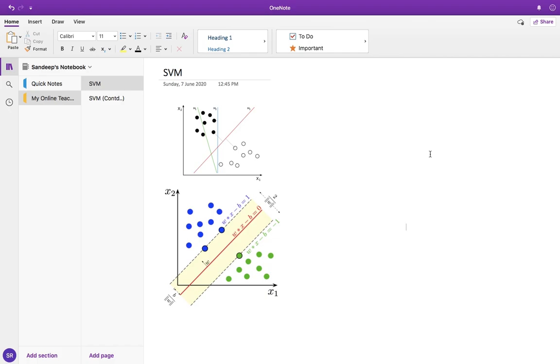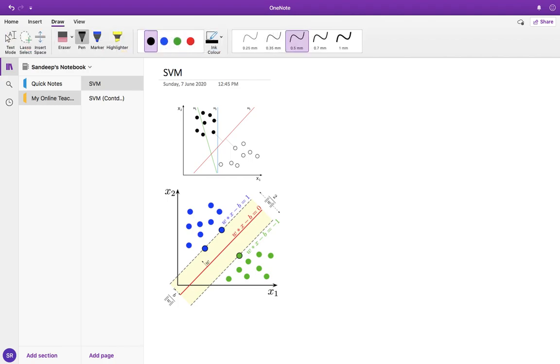First let us see the theoretical foundation or mathematical equations associated with support vector machines. So let us start. The topic is support vector machines. I'll be using some inbuilt images here to discuss the support vector machines.